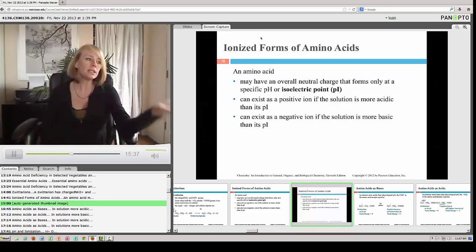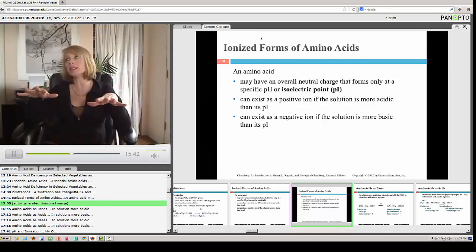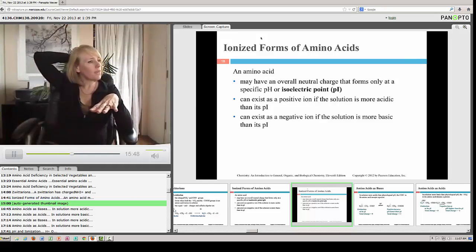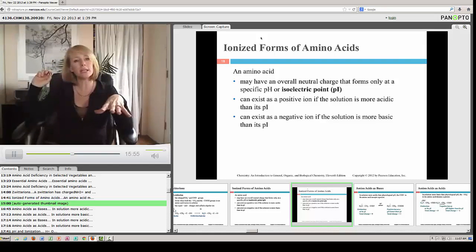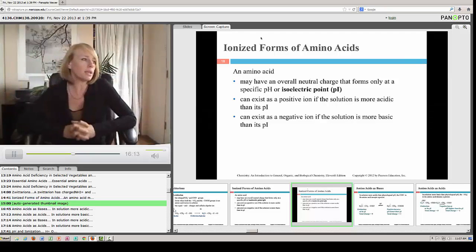What we find is that there's a certain pI point or sort of sweet spot where we find it in its neutral form. If we have a pH level that is more acidic than the pI, let's put it that way, then it's going to be in its positive form. If we have a solution that is more basic than the pI, so it has a higher pH, then it will be deprotonated because it will be sort of engulfed in a basic solution.